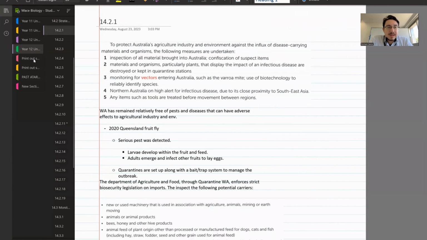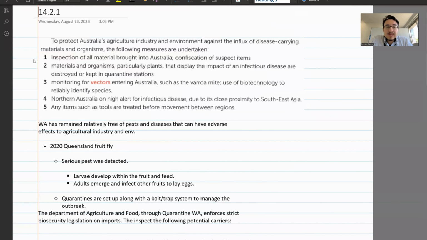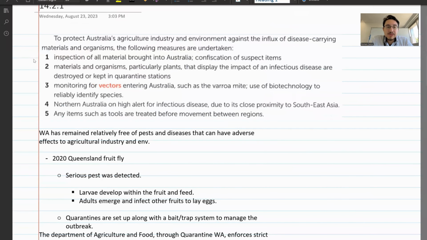The book has some very nice details in terms of measures, right? To protect Australia's agriculture industry and environment against an influx of disease-carrying materials and organisms, measures were undertaken, right? In terms of agriculture, inspection of all material. I'm going to highlight this because it's important to know, right? That was brought into Australia.